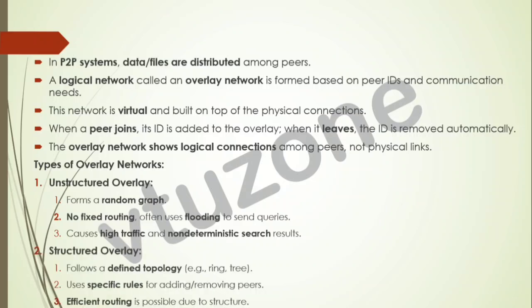Second type is structured overlay. See, this follows a defined topology. That is, peers are arranged in a clear pattern like a ring or a tree structure. Then it uses specific rules for adding or removing peers. That is, there are strict rules about where or how new peers can join or leave the network.